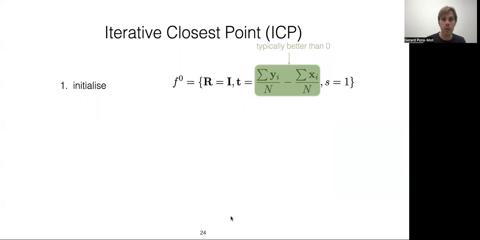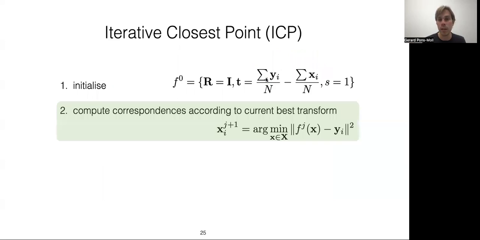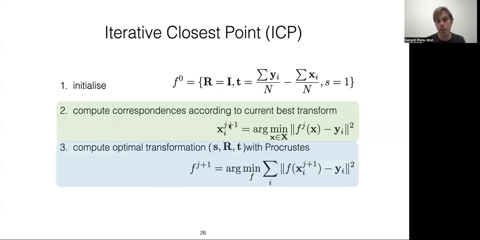So how does this work? You initialize, typically not at 0, but you initialize by centering the shapes first. You basically compute the centroid, and you align them based on the centroids. This is always a good idea. And then you compute the correspondences given the current transformation that we have, the current estimate of f of j, right, at iteration j. And we have this correspondence xi at iteration j plus 1. And in the second step, or the third step, if we count initialization, we have to find the SRT with Procrustes.